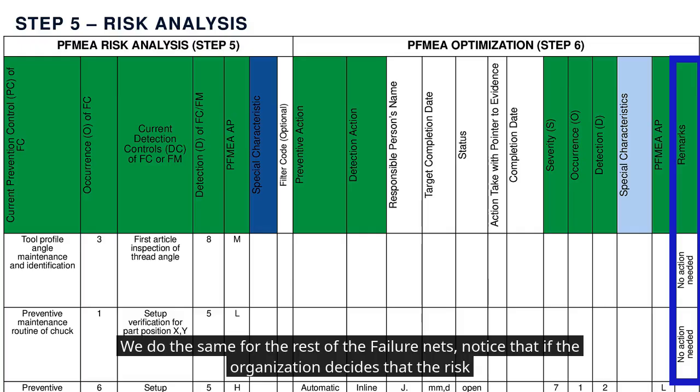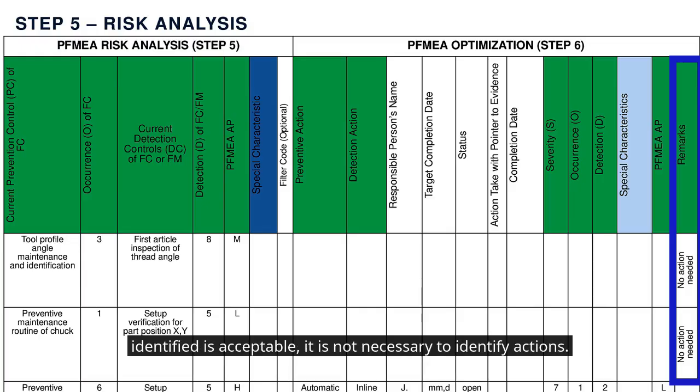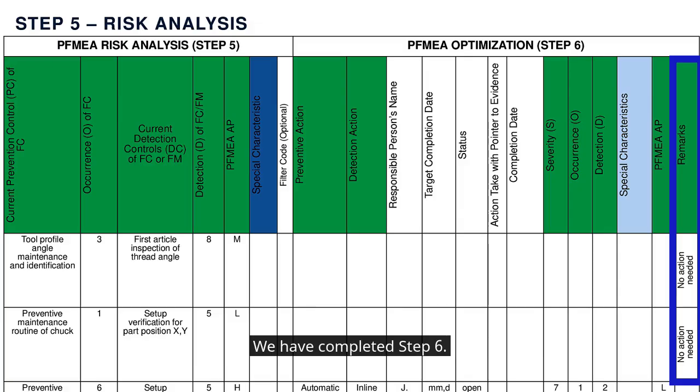Notice that if the organization decides that the risk identified is acceptable, it is not necessary to identify actions. Instead, it is enough to state that no actions are needed. We have completed Step 6.